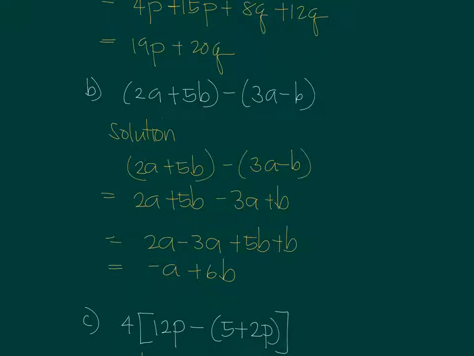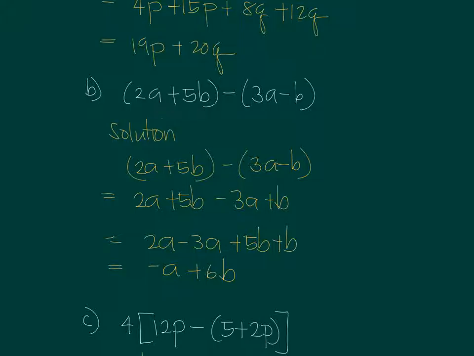Okay, so I remove the parentheses. For the first group, removing it will not affect anything. It's still 2a plus 5b, but for minus the group 3a minus b, 3a becomes minus 3a, and then negative b or minus b becomes positive b, so that's plus b.